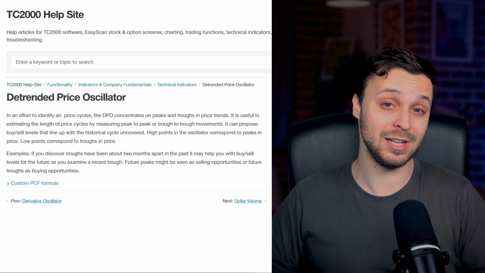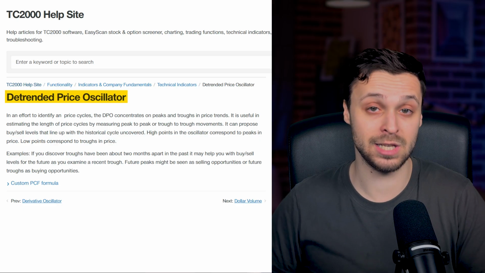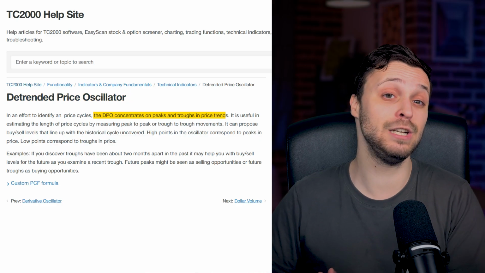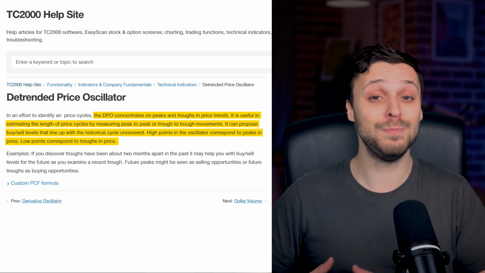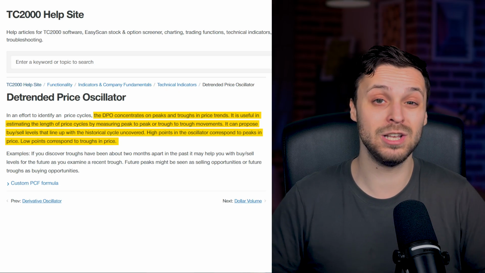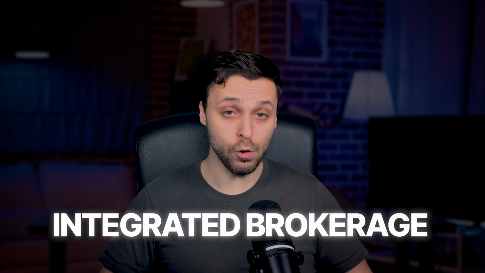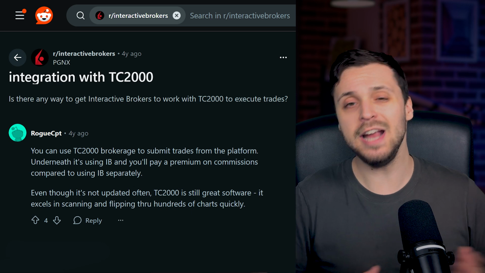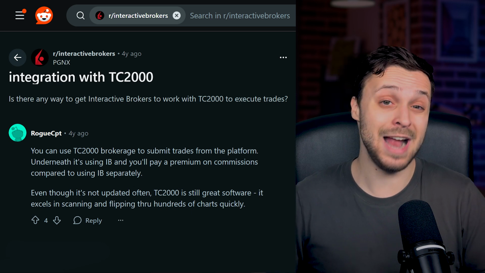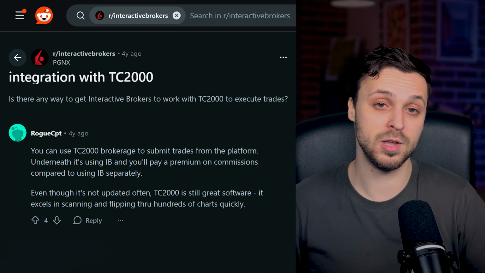For finding trading cycles, the detrended price oscillator is built right in. It helps identify peaks and troughs in price trends. It helps you estimate cycle lengths and potential buy-sell levels based on historical rhythms. But the feature that ties it all together is the integrated brokerage. So you can link your TC2000 brokerage account, which uses Interactive Brokers behind the scenes, and it executes trades directly from the charts.